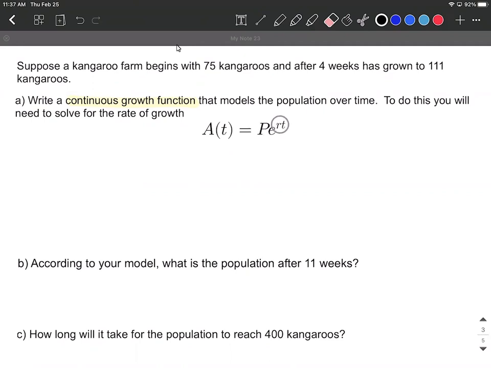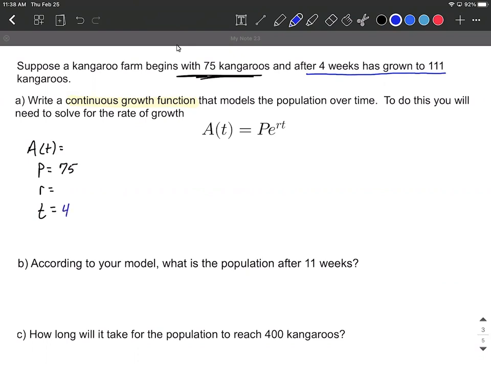Now our rate is going to be as a decimal at some point here. We can get an exact rate and then convert it over to a decimal. For our purposes, I think that'll be fine. So initially, let's list out our variables and see what we can plug in that's going to connect all of these together. All right, so we start out with 75 kangaroos. We begin with 75, so that's going to go in for P. And then we're given this other specific information that after 4 weeks, it's grown to 111 kangaroos. So after 4 weeks, that's our time frame here, it has accumulated 111, or grown up to 111.